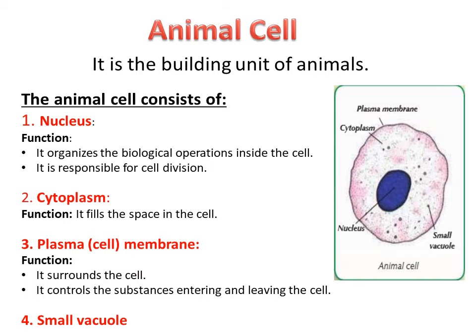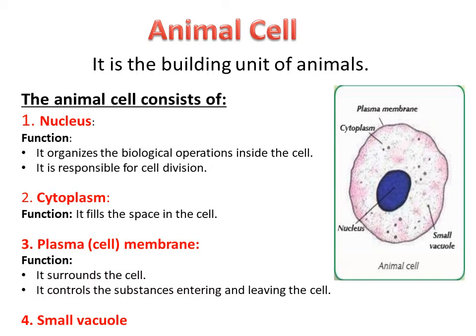The animal cell, it is the building unit of animals. So when I ask you what's the building unit of animals, you have to say animal cell, not cell only. The animal cell consists of nucleus, cytoplasm, plasma membrane, and small vacuole.